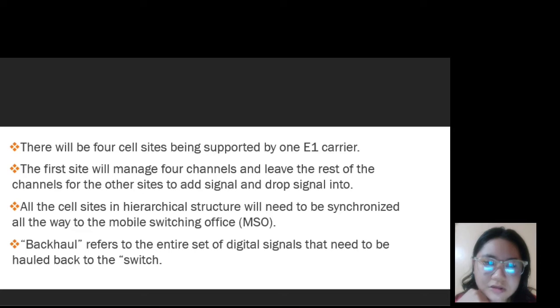The term backhaul refers to the entire set of digital signals that need to be hauled back to the switch or MSO, where these signals are either returned to the local network of cell sites or passed into another network via a switch called gateway MSO.